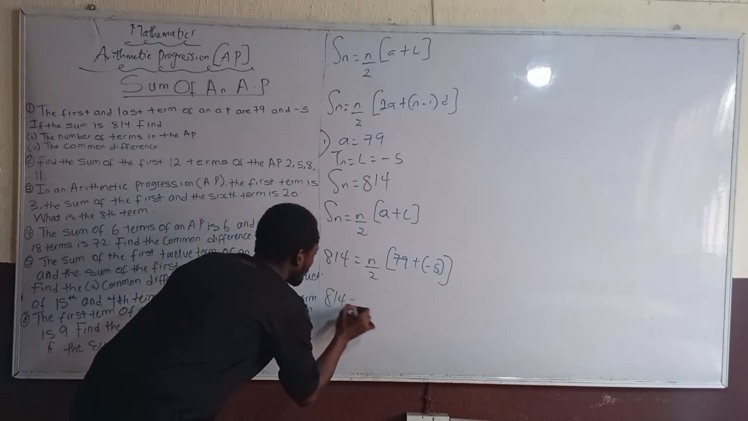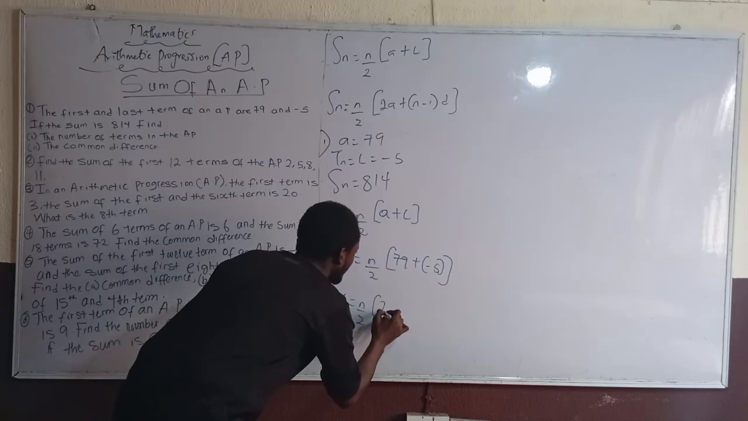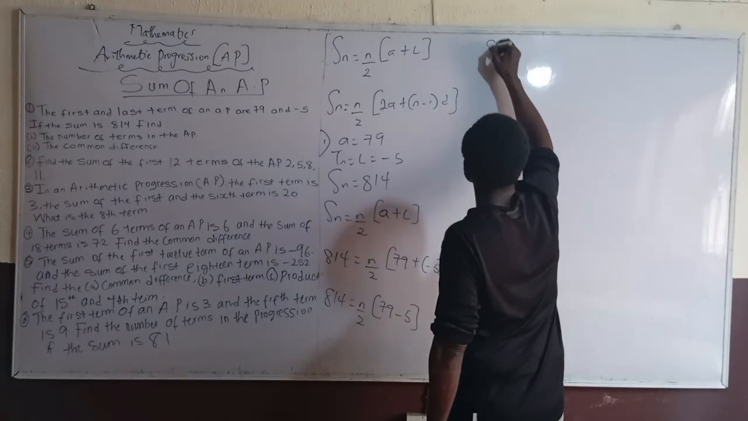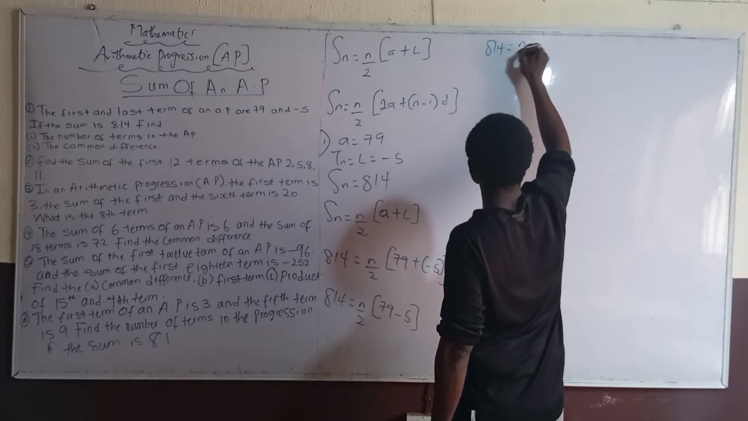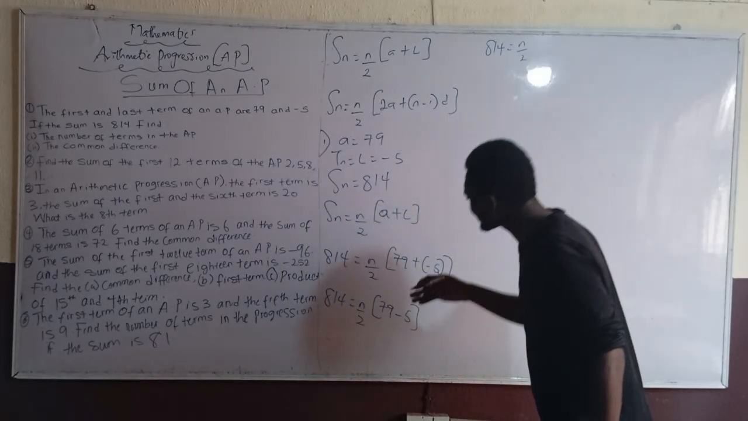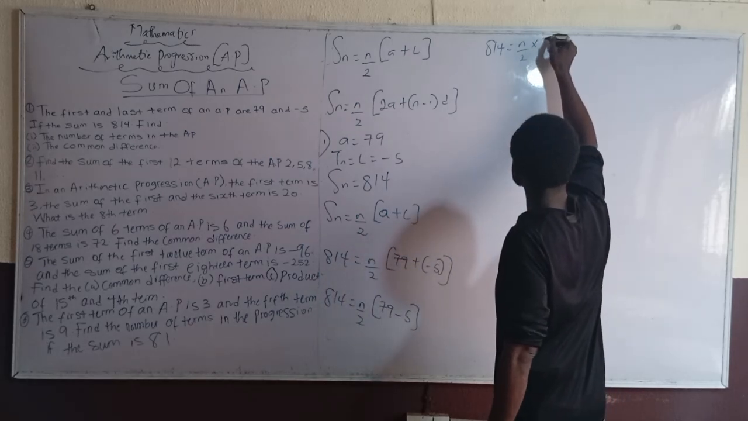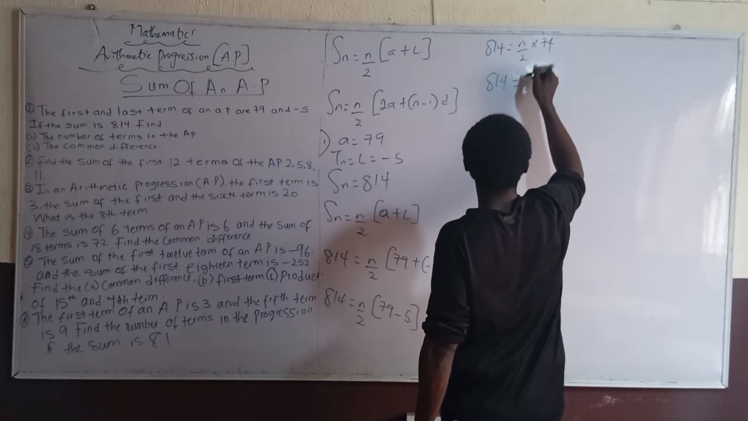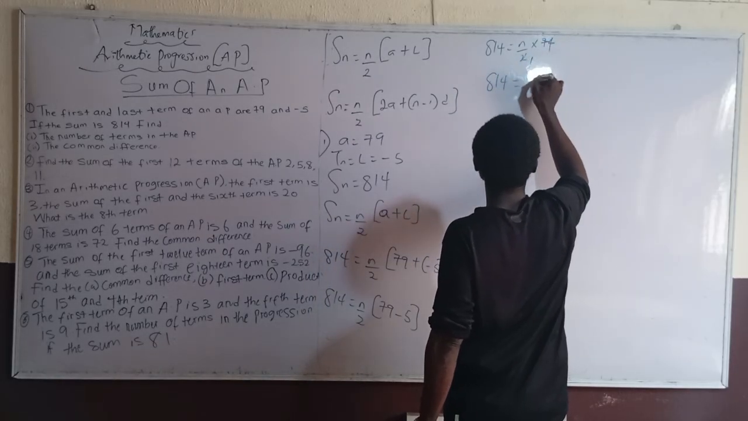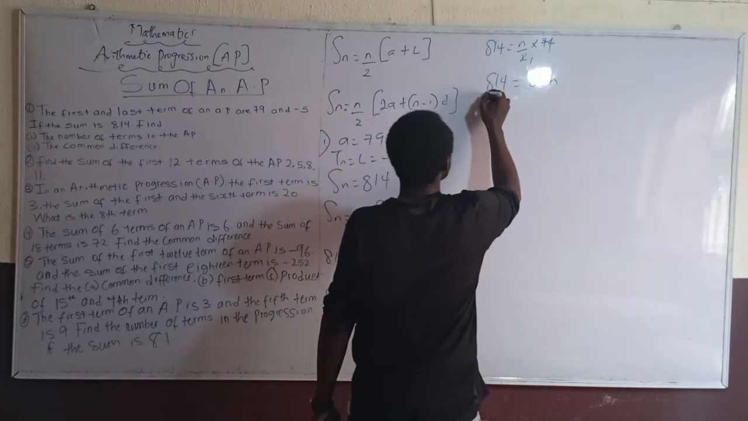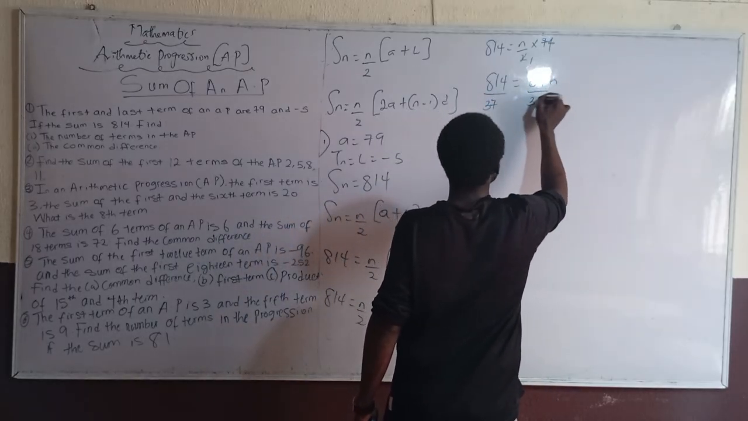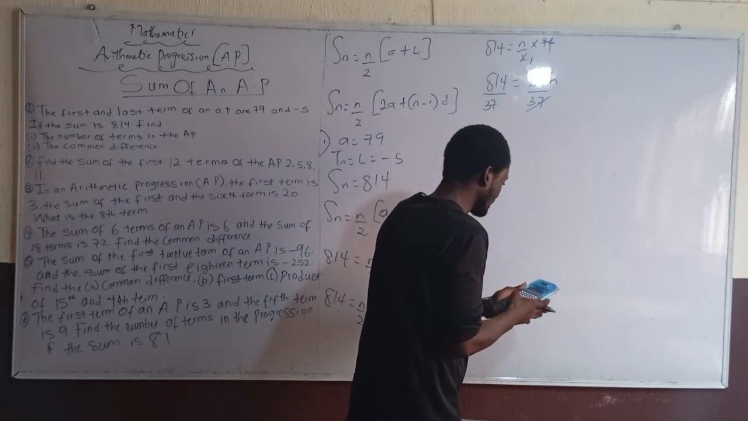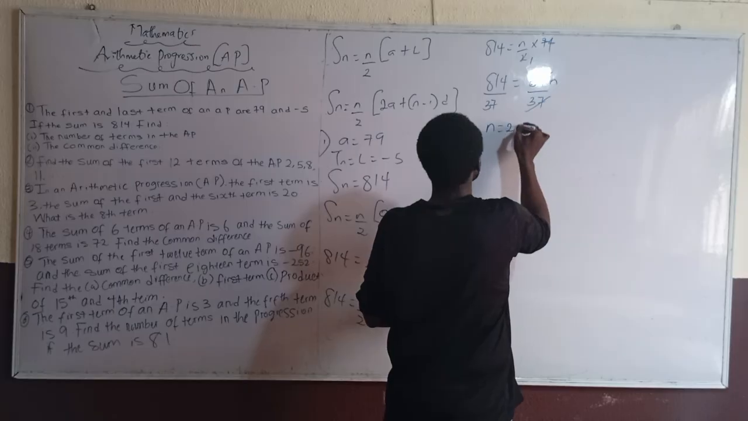So 814 equals n over 2. Now 79 minus 5, that will give me 74. So 814 equals 2 here 1, 2 here gives us 37n. So divide by 37, this cancels this. So 814 divided by 37, my n is 22.